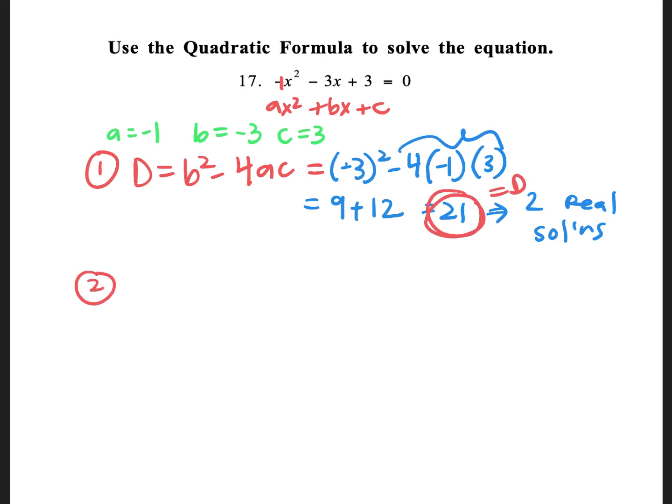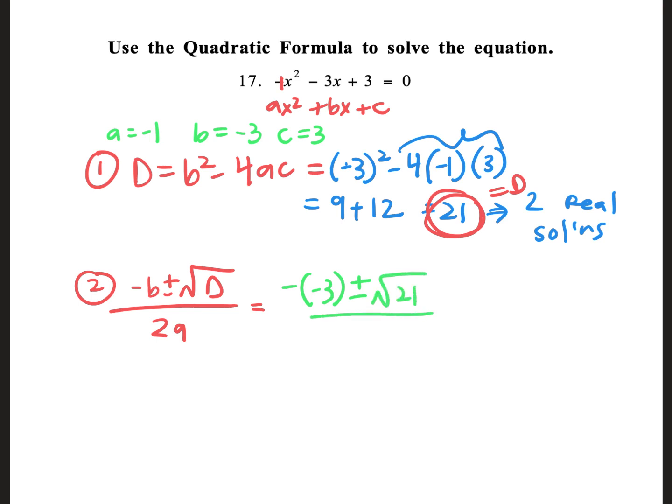Again, for the second part, we are plugging it into our quadratic formula. -b plus or minus the square root of your discriminant, which is D, all over 2a. If we plug in what we know, we have -3, because -3 is my b value, plus or minus the square root of 21, all divided by 2 times a, which is -1. If we simplify this a bit, we have 3 plus or minus the square root of 21.